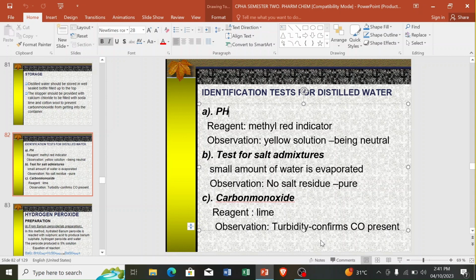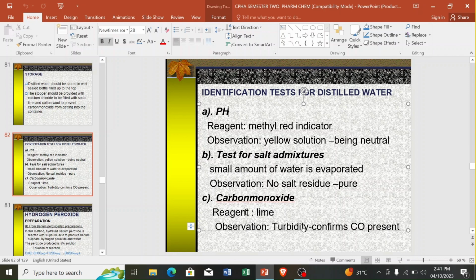So this works for both carbon monoxide and carbon dioxide gas. We use the same reagent, lime water or calcium hydroxide, and if we do not see turbidity, we shall say that they are absent, and we shall recommend the water to be used for pharmaceutical preparation. So that is all about distilled water.